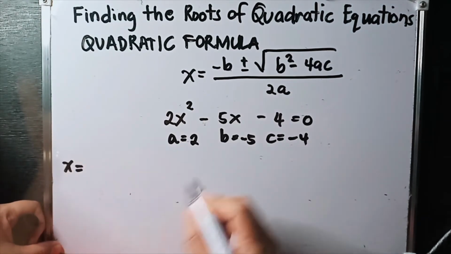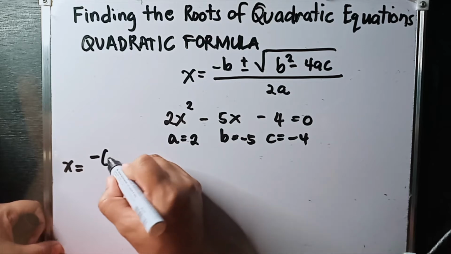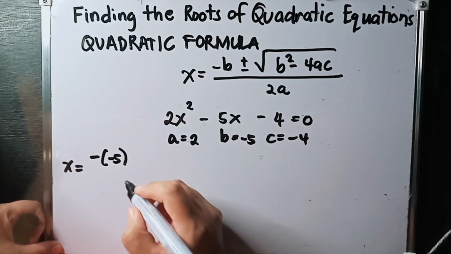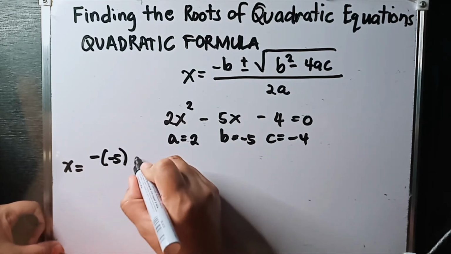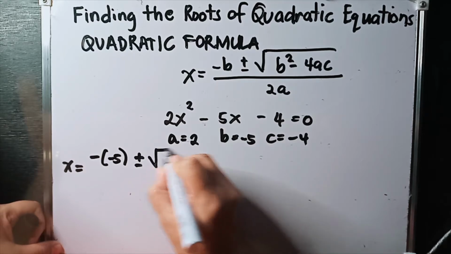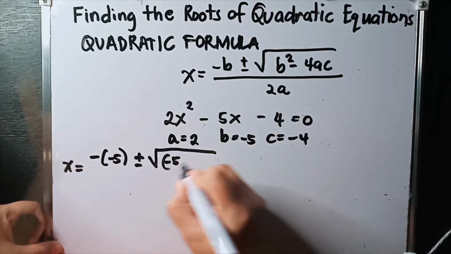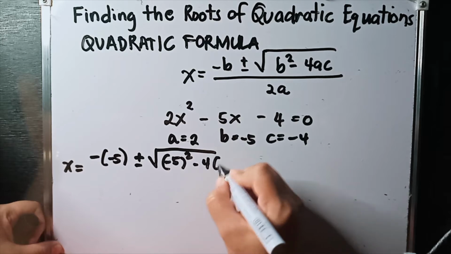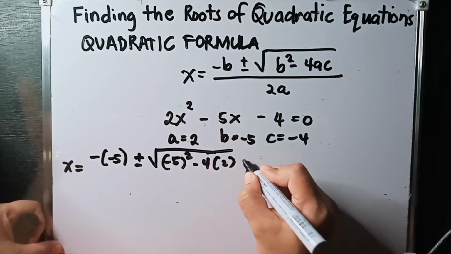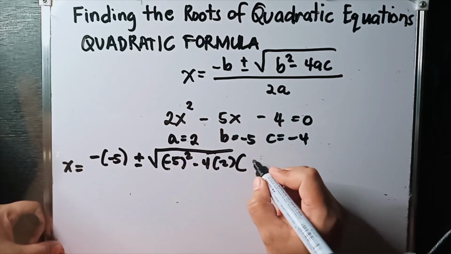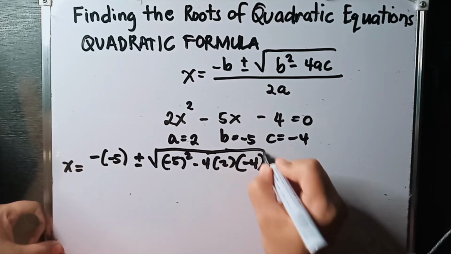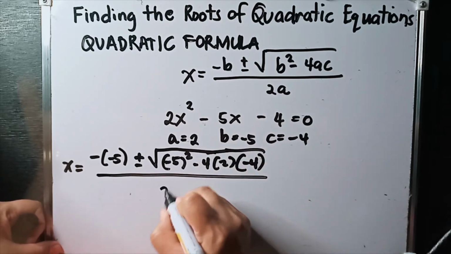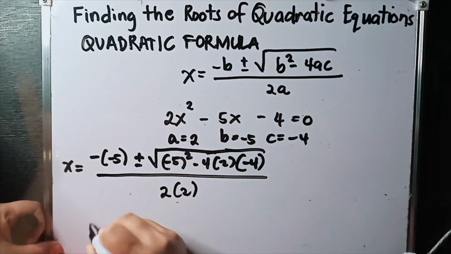X equals negative times negative 5 plus minus the square root of negative 5 squared minus 4, A is 2 and C is negative 4, all over 2A, which is 2 times 2.